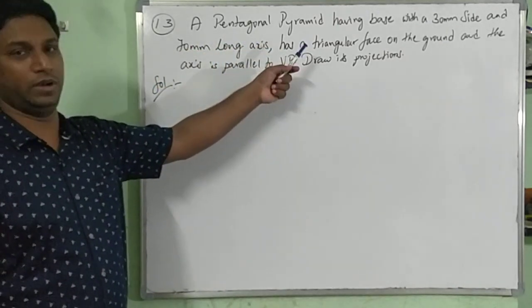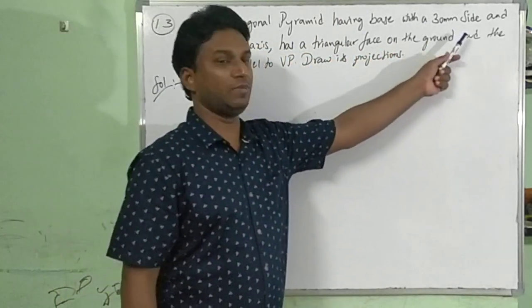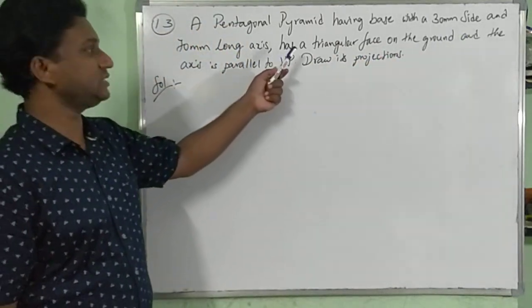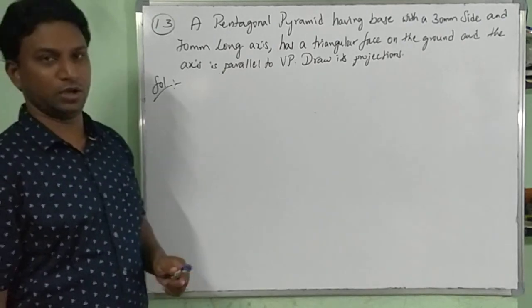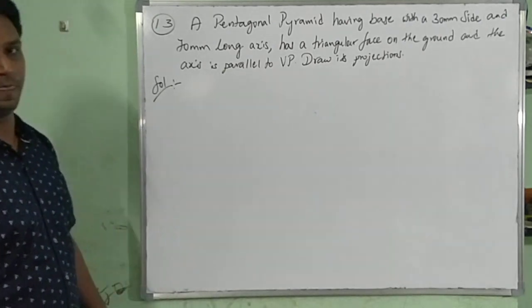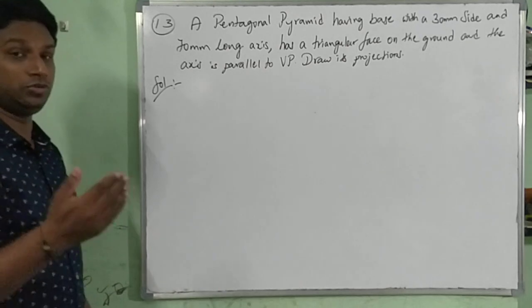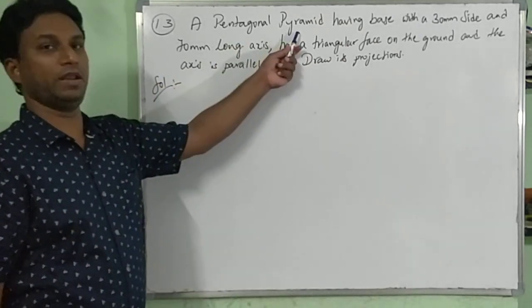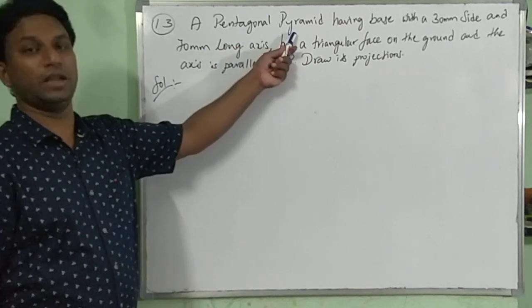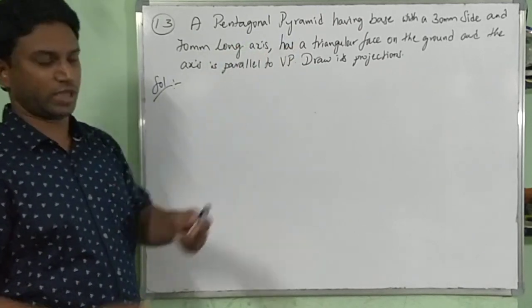A pentagonal pyramid having a base with 30 mm side and 70 mm long axis has a triangular face on the ground and the axis is parallel to VP. Draw its projections. If you have gone through the previous problem 12, it was a hexagonal pyramid; here it is a pentagonal pyramid. Now coming to the location, we will see.